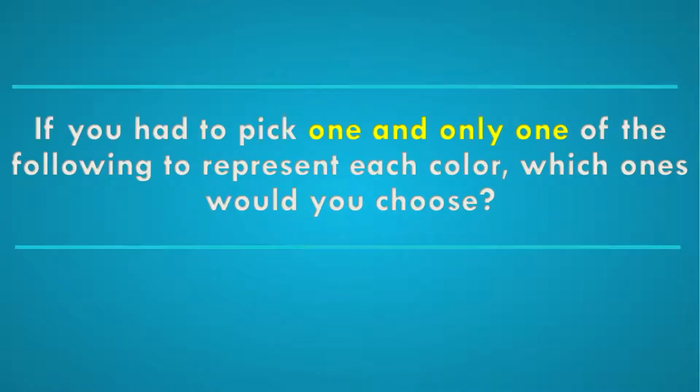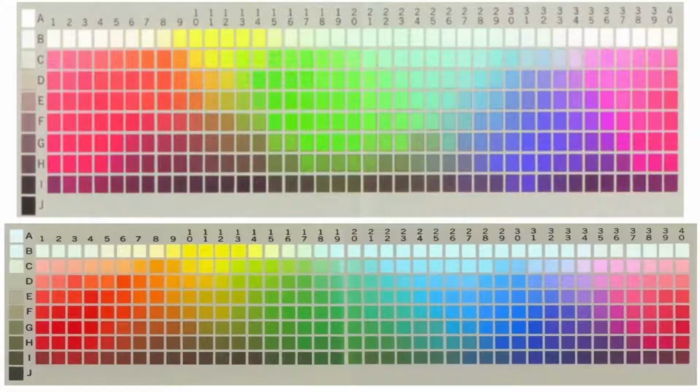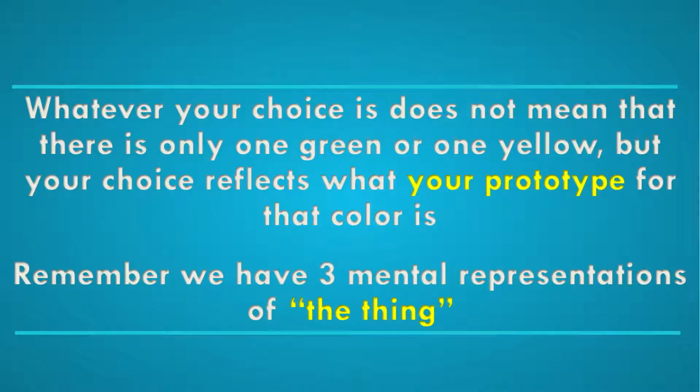If you had to pick one and only one of the following to represent each color, which one or ones would you choose? These are what we call Munsell color chips, and if I asked you to please choose the one and only one that best represents yellow, which one would you choose? If I asked you to pick the one that represents green, which one would you choose? What about blue? What about red? Which of these many chips would you choose? Whatever your choice is, it doesn't mean that there is only one green or one yellow in the universe, but your choice reflects what your prototype for that color is.